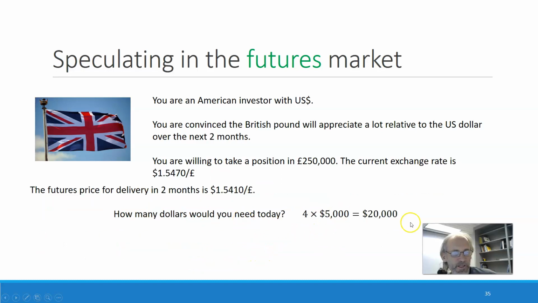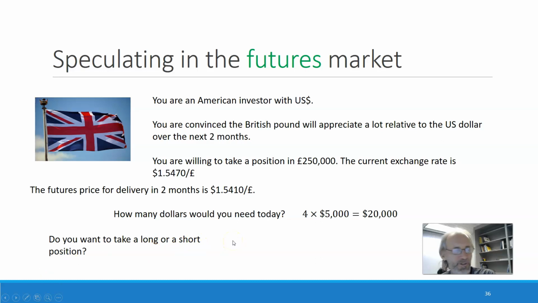All right, so obviously you're going to need $20,000, but notice it's a lot less than you needed if you were just going to buy the pounds today and hold on to them. So, okay, a whole lot less. So $20,000 you need to start this futures position.